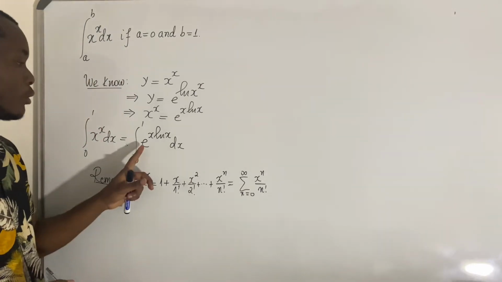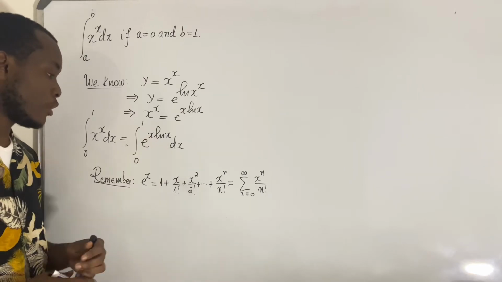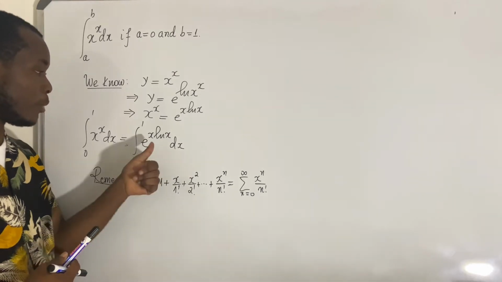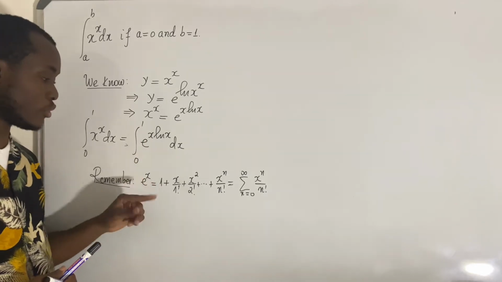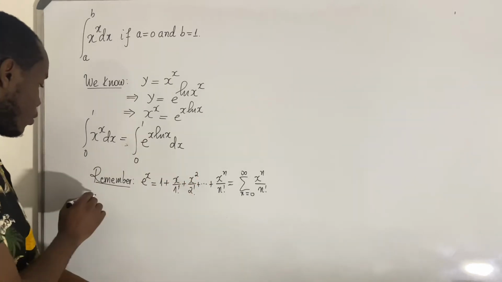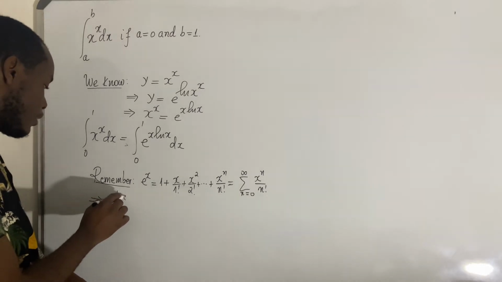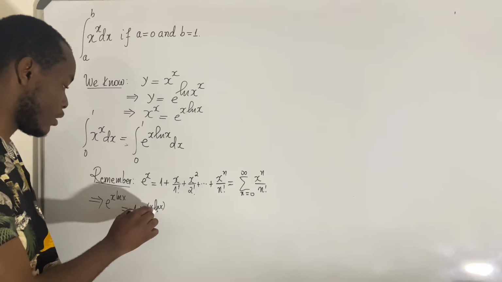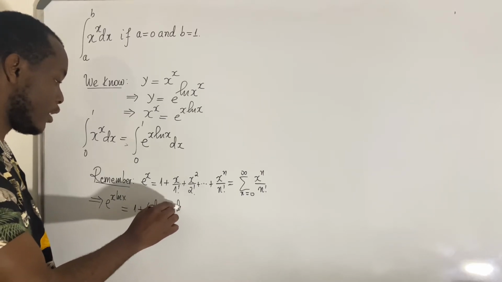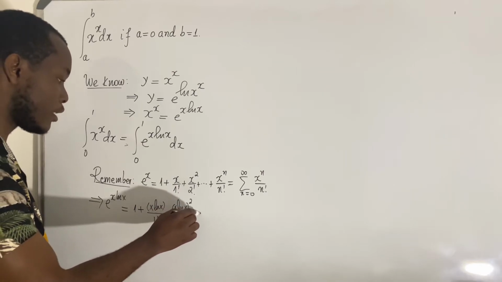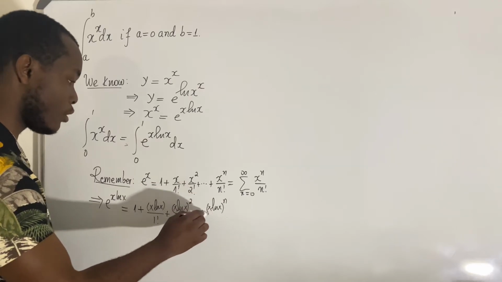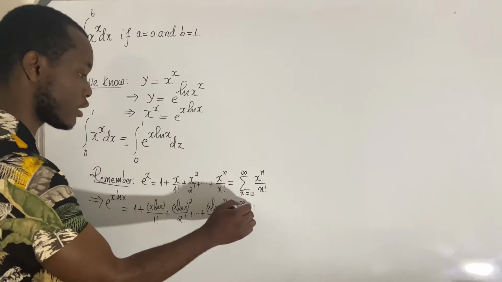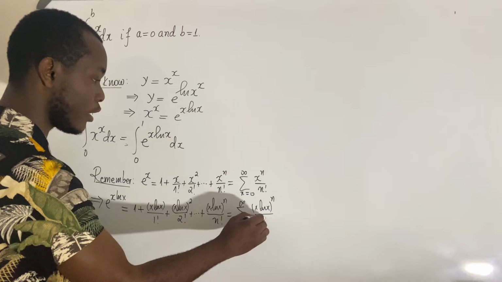But the thing that we realize here is that we don't just have e to the power x, we have e to the power x times ln x. So this theorem can't be applied directly here. But if we want to find e to the power x ln x, we just substitute where we have x by x ln x. Which implies that e to the power x ln x will be equal to 1 plus, where there is x now, we substitute the exponent, so x ln x over 1 factorial plus (x ln x) squared over 2 factorial plus, where there is x, it's x ln x to the power n over n factorial, which is equal to the summation from n equal to 0 to infinity of (x ln x) to the power n over n factorial.